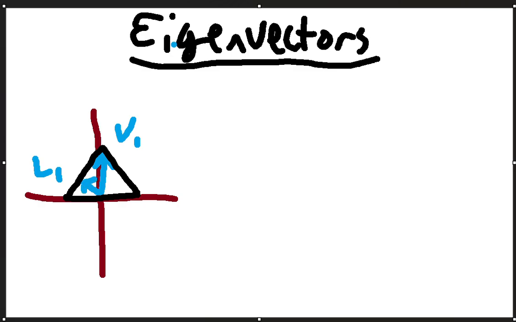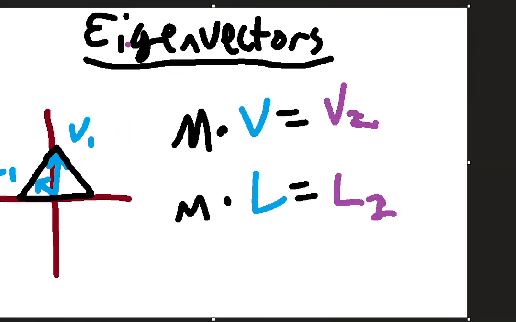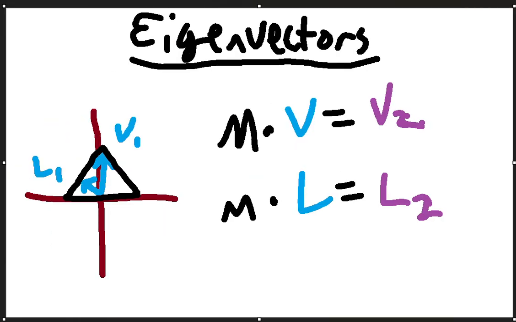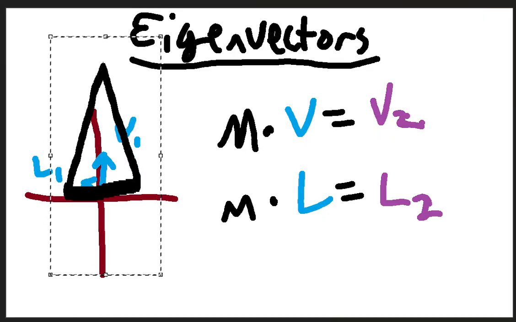We can apply a matrix to these vectors. It'll be the same matrix to V and to L, and they will equal new vectors, which we will call V2 and L2. So let's do that now, right here. I will take a matrix. I will actually stretch this vector up somewhat.